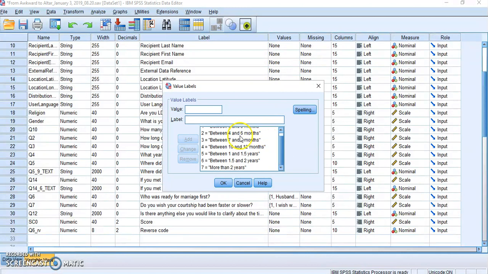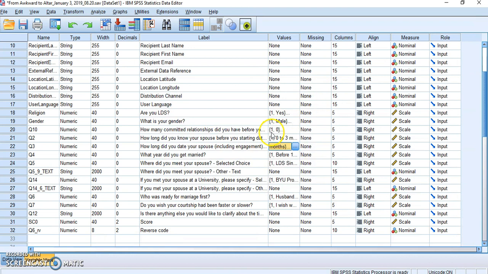This one is also a continuous variable because the numbers mean something. We've got a 1 for between 0 and 3 months and 7 for more than 2 years. So we need one thing that's categorical and one thing that's continuous.